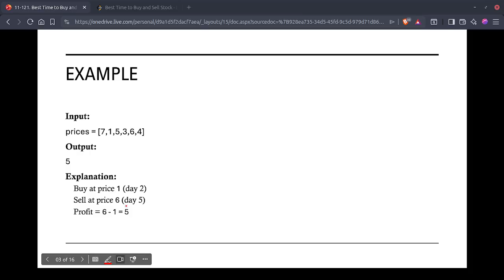Let's look at the example. Prices are 7, 1, 5, 3, 6, 4. If you buy at 7, the price goes down, so that is a bad decision. If you buy at 1 and sell at 6, your profit is 5. So that is the best possible profit, and the output is 5. And a very important point: you cannot sell before buying. The order of days matters.